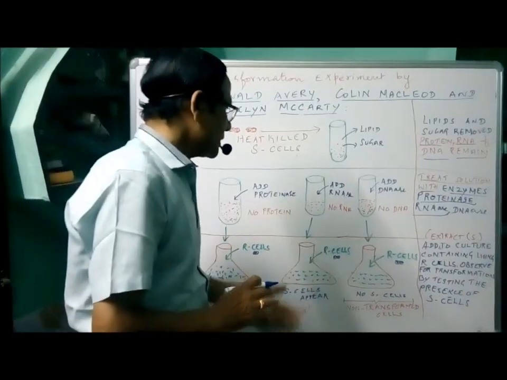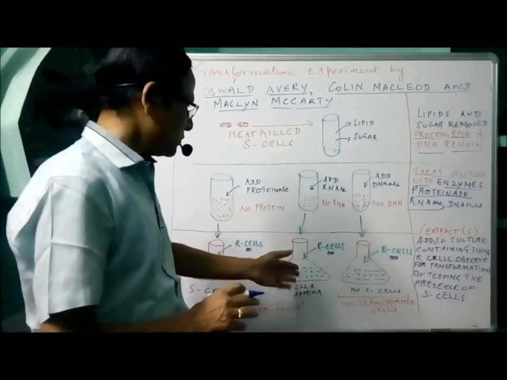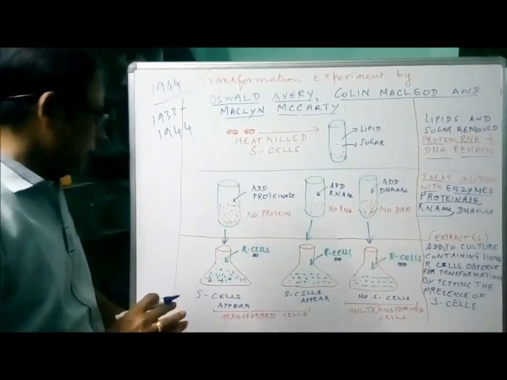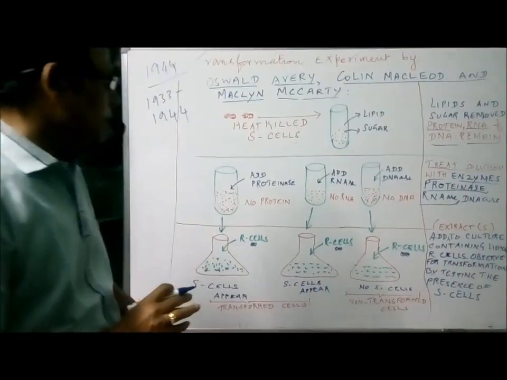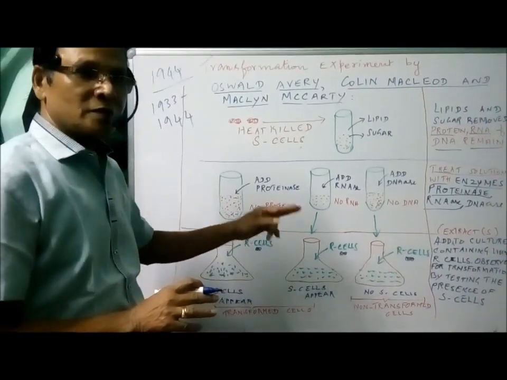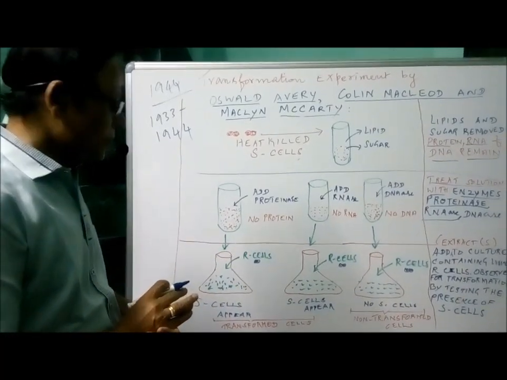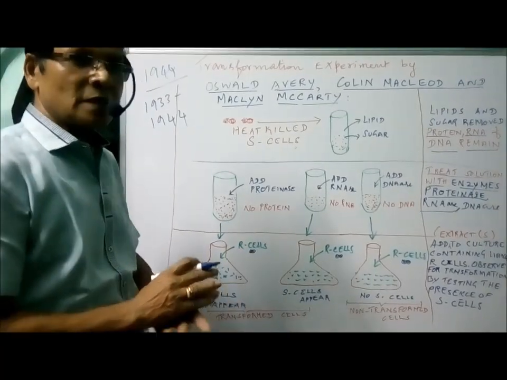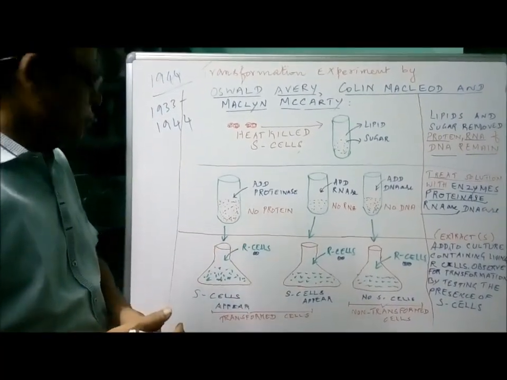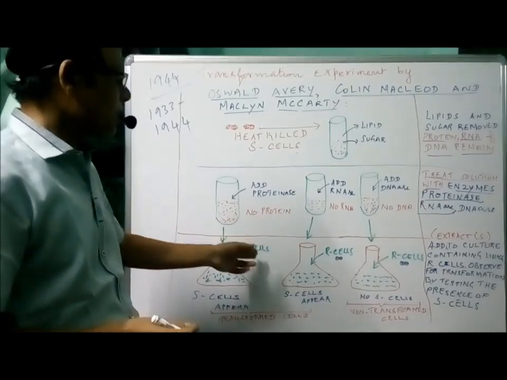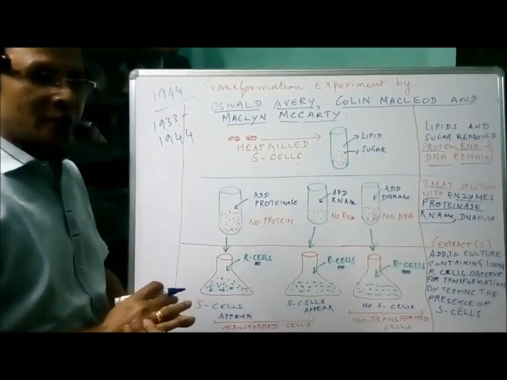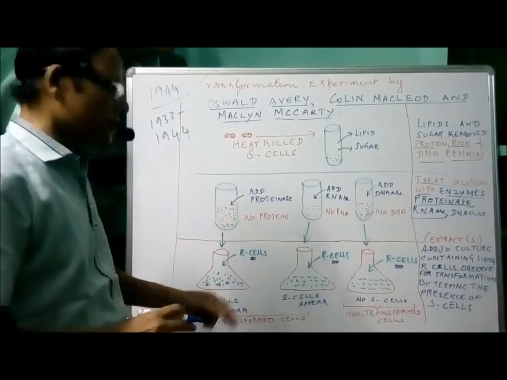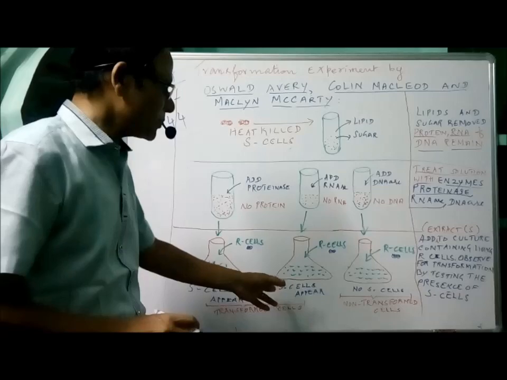In the second case, they added the extract to a culture medium having R cells and observed for the presence of S cells. Here too the S cells appear, which means RNA is not the genetic material. It never inhibits the transformation process. So in the first two cases, the transformation was not inhibited. Cultures having such S cells are called transformed cells.